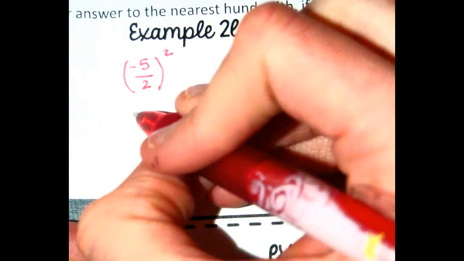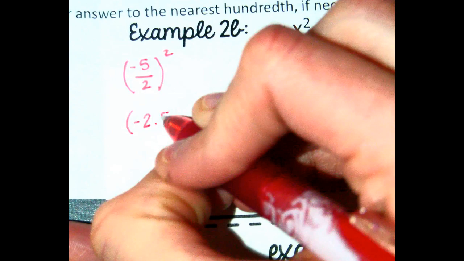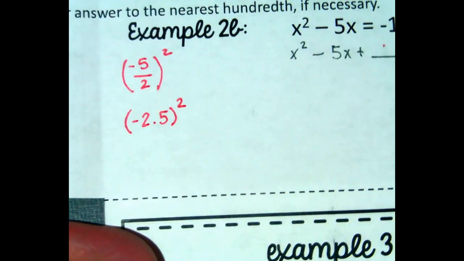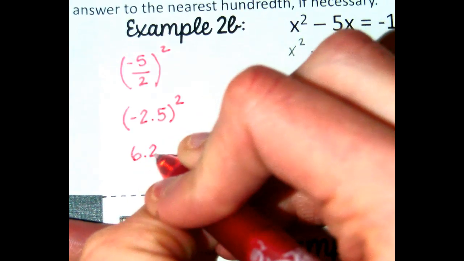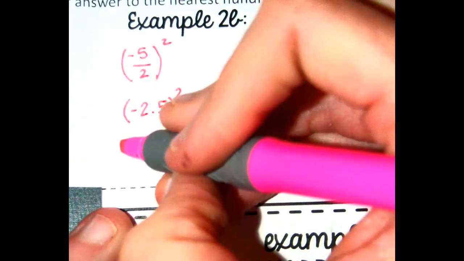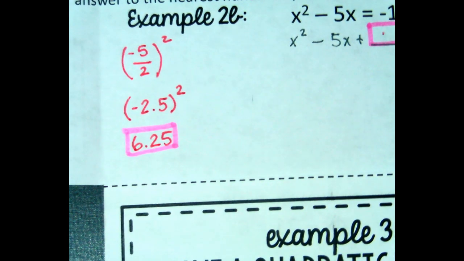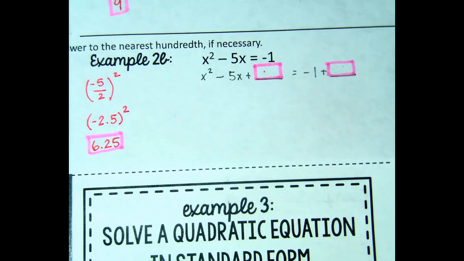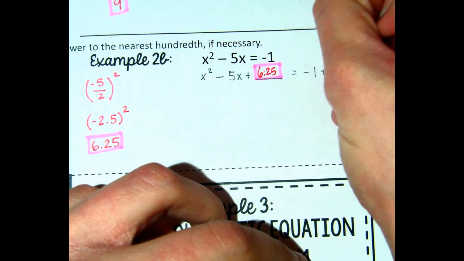What is negative 5 divided by 2? What is negative 2.5 squared? 6.25. This number goes in both blanks. 6.25.